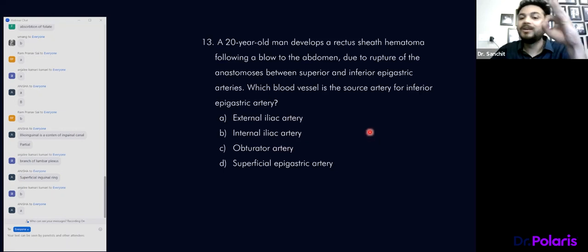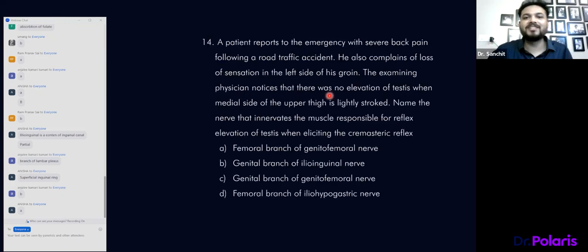Now, these 3 branches are going to come a lot in your questions. That is why I'm again and again telling you. They're going to come again and again. Okay? So always remember these 3 branches. Whatever comes other than that, it's all internal iliac. Okay? Chalo. Now I'll move on to my 14th question for you.